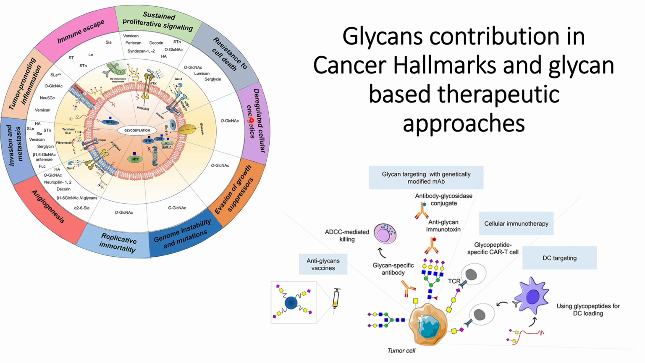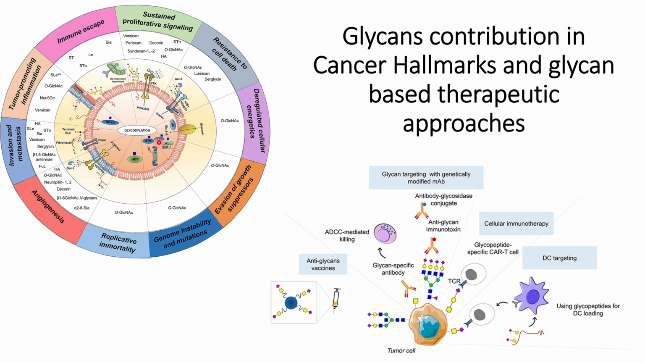Next one is deregulated cellular energetics. In this case, the reprogramming within the cancer cells occurs in a way that glycosylation does not require mitochondria. This happened because of the O-GlcNAc modifications that might lead to more O-GlcNAc formations. And other things are also related to O-GlcNAc formations, such as the evasion of growth suppressors that we have discussed in our previous video, that is P53.